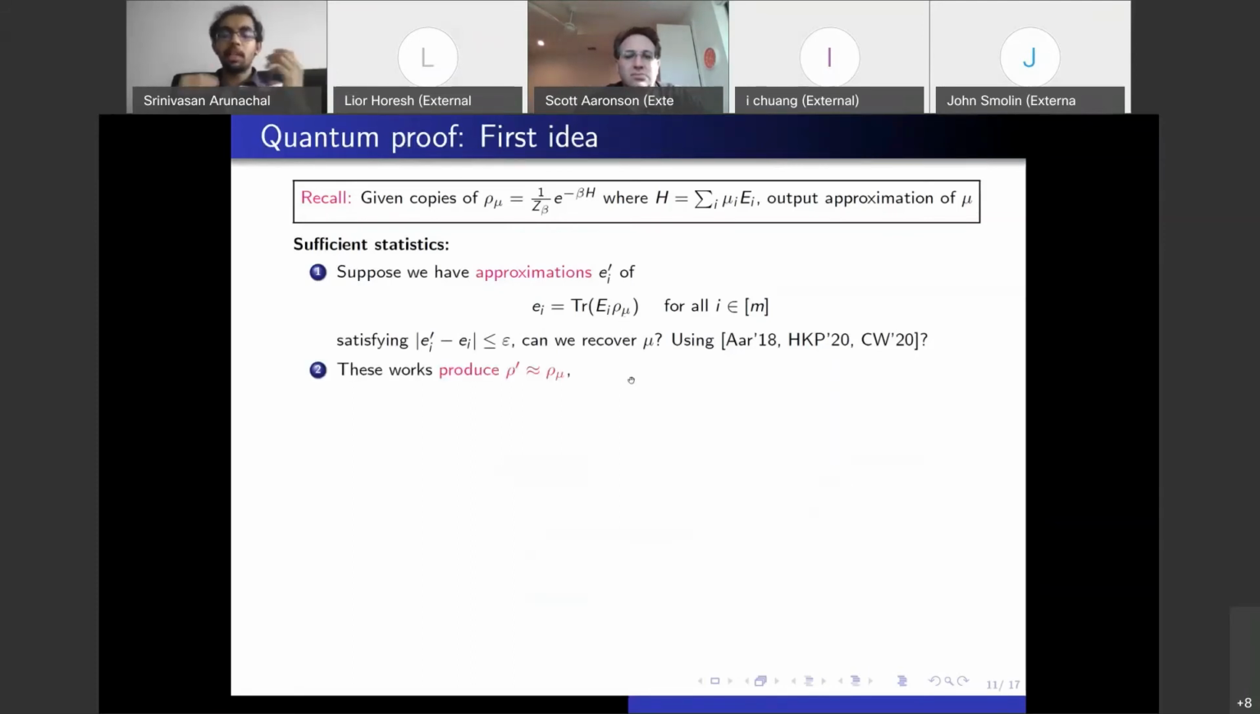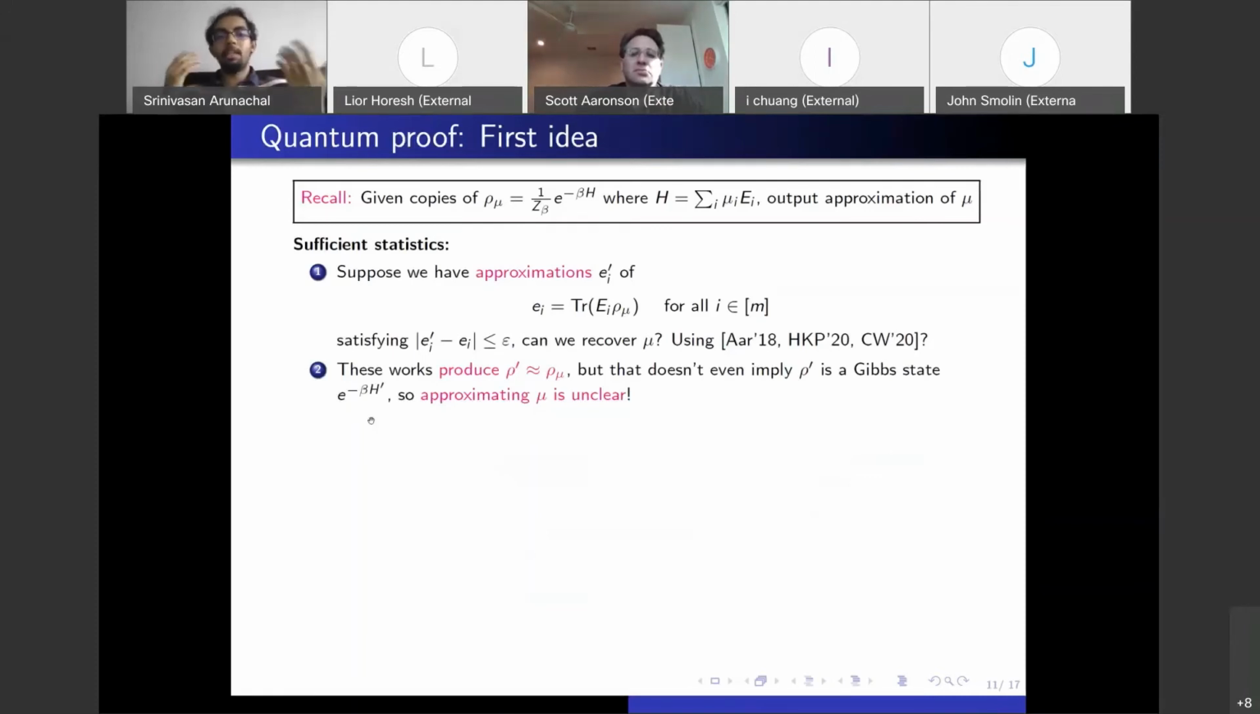And as I said, these works produce an approximate of rho mu, they produce a rho prime. And it's not even clear whether this rho prime is a Gibbs state. So it's not even clear whether this rho prime is of the form e to the minus b h prime. It could just be an arbitrary quantum state. And from this, it's unclear how you would recover mu or an approximation of mu or anything of that sort.